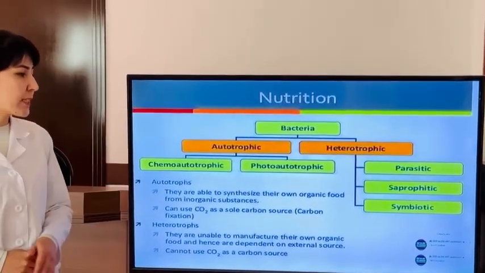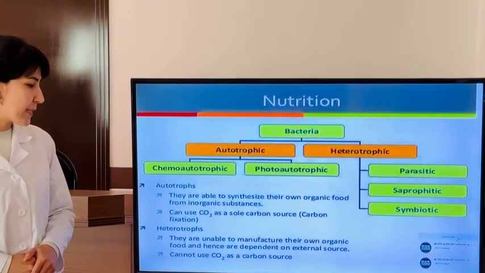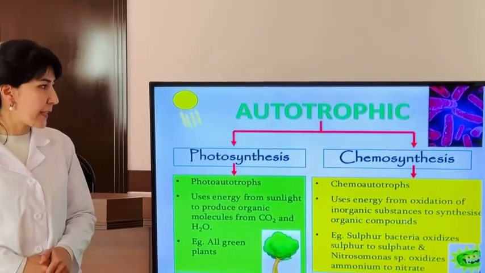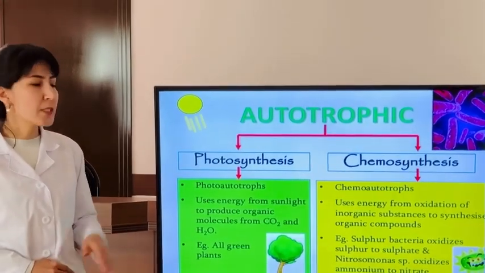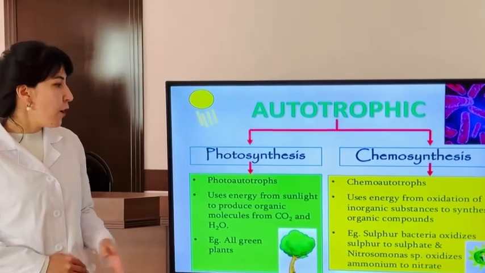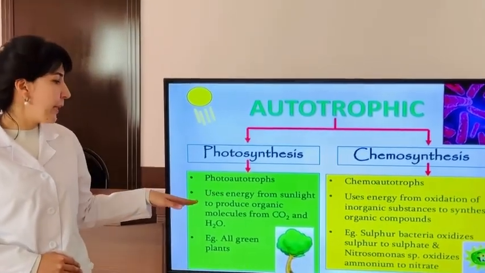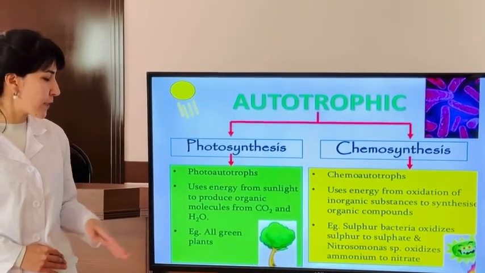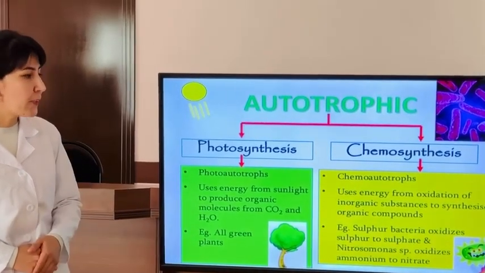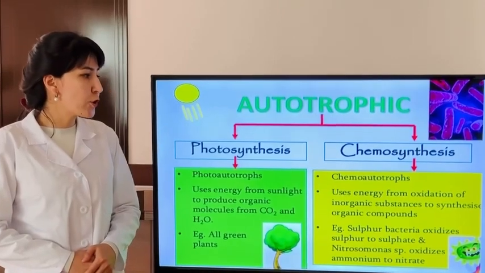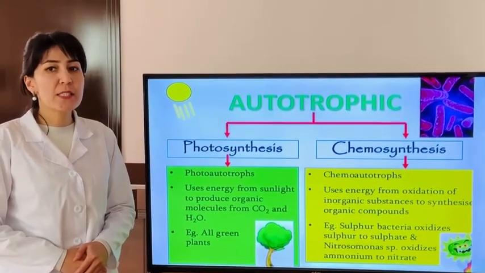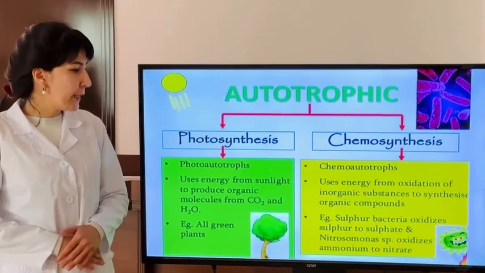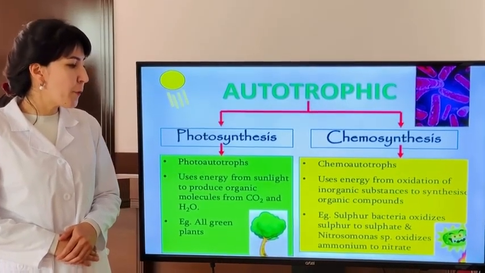Autotrophs are able to synthesize their own organic food from inorganic substances and can use carbon dioxide. Autotrophs are divided into two subgroups, photosynthesis and chemosynthesis. Photoautotrophs use energy from sunlight to produce organic molecules from carbon dioxide, on which all growing plants depend. Chemoautotrophs use energy from the oxidation of inorganic substances to synthesize organic components; sulfur bacteria oxidize sulfur, and nitrosomonas oxidize ammonium to nitrate.